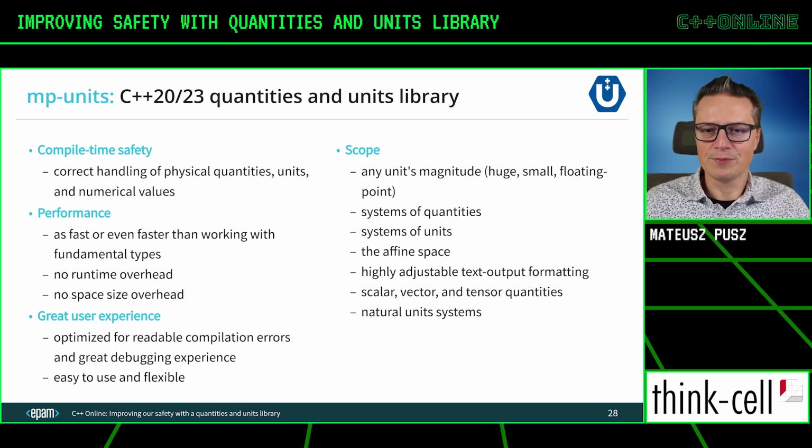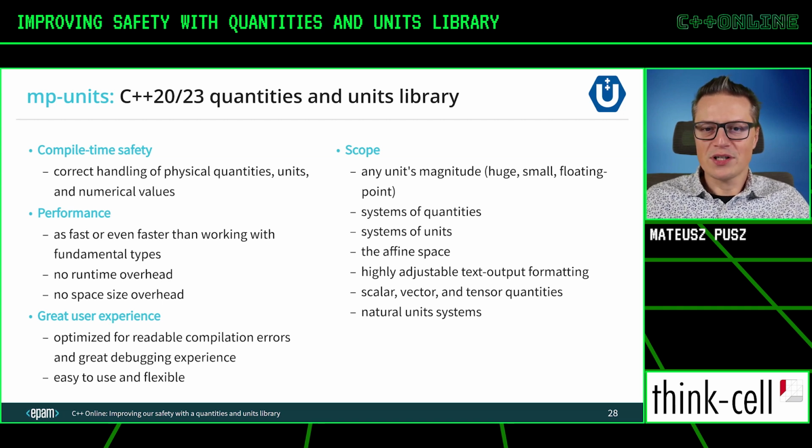right? So the degrees and radians with the pi factor in between. It should support systems of units. It should support systems of quantities to introduce additional safety. It should provide affine space abstractions. It should provide nice formatting for text output, so you can produce the text output as you want.